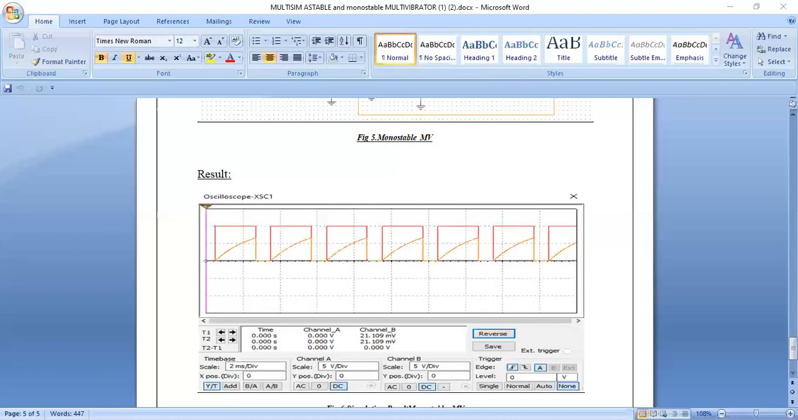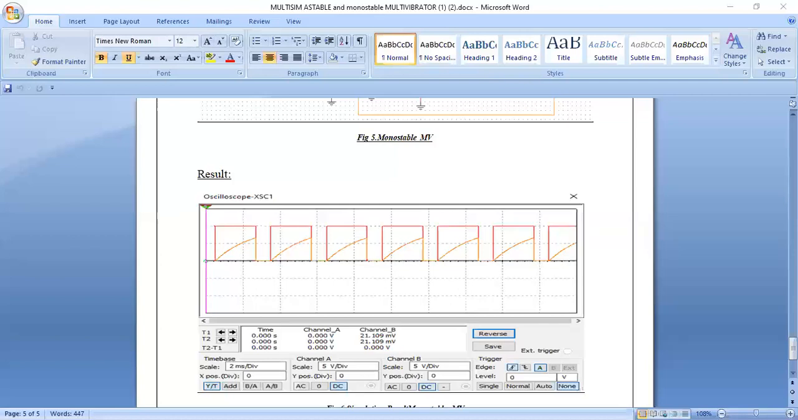Now the capacitor starts discharging through R2 and the transistor Q1. When the voltage across C equals 1/3 VCC, comparator 2's output triggers the flip-flop and the output goes high. Then the cycle repeats. What you are seeing are the output voltage and the capacitor voltage waveforms. You can see the waveforms here.